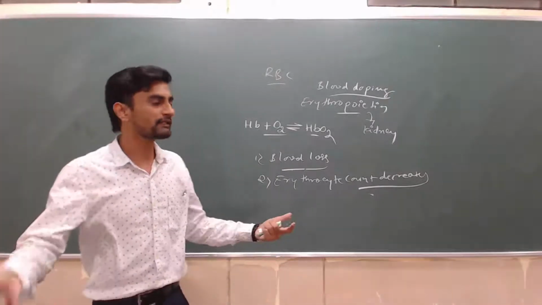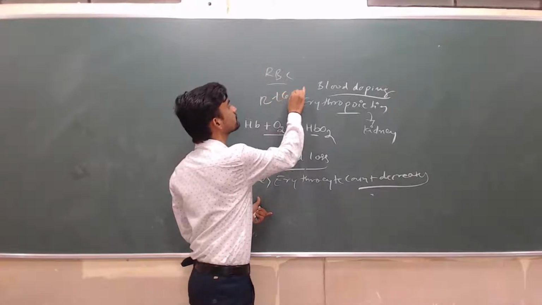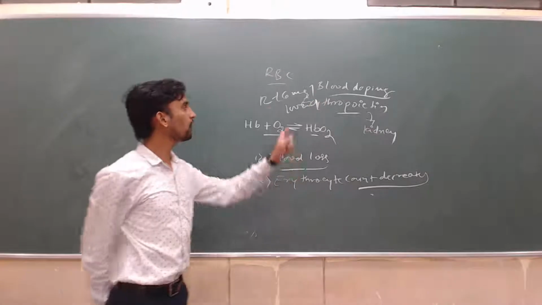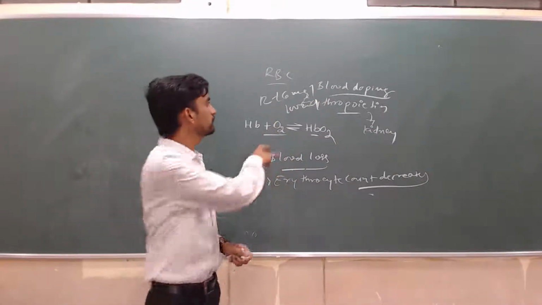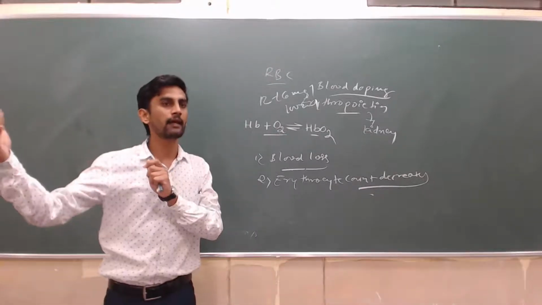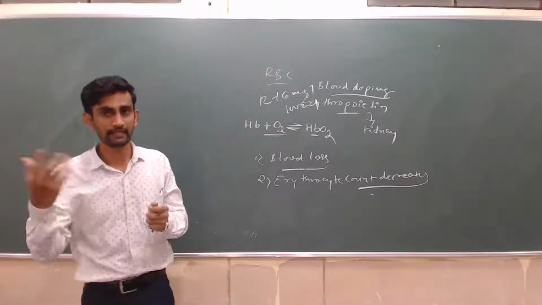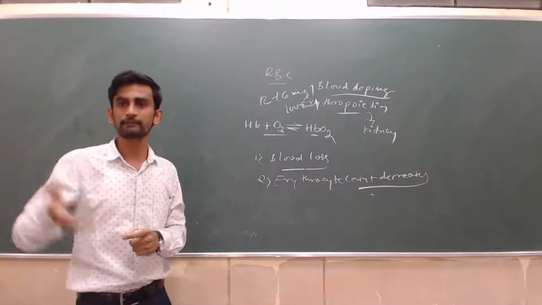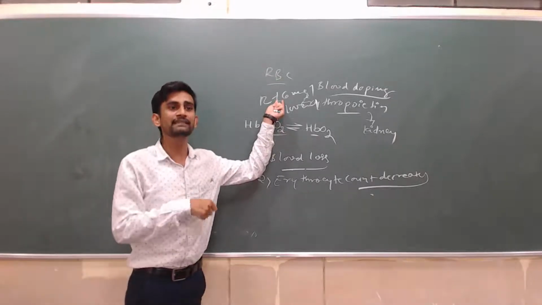Is it or not? What is the normal HB range? 12 to 16 mg per 100 ml of blood. We should have this normally, though in males and females it may differ. Usually in females you will find less HB than in males. Why? Because when they attain maturity, there is a loss of blood due to menstruation. Due to that reason, there is a little decrease in HB.